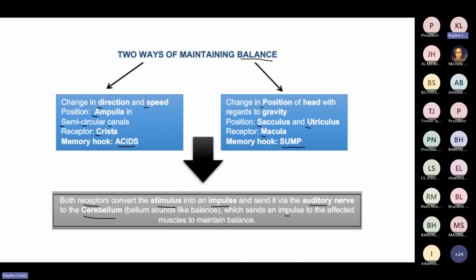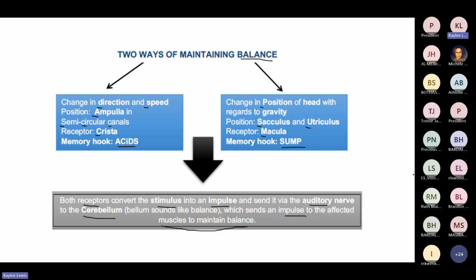This would then send an impulse to the muscles to maintain balance. So it's going to the effectors to maintain balance. Okay, so it is important that you learn these. Remember, this is applicable for both situations. All right, and then just ending off this section before we practice with just hearing defects.